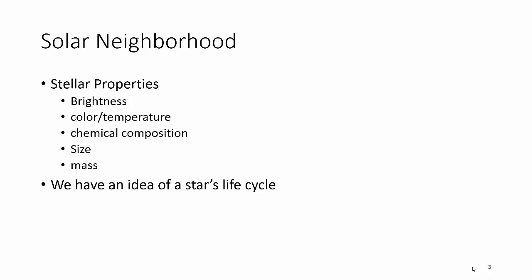But just like everything else, we want to be able to group them into categories. So how do we do this? When we look at a star, we look at the brightness and its color. Now, its temperature and its color go hand in hand. Its chemical composition, its size, i.e. radius, and its mass. And we think we have an idea of the life cycle that a star goes through from birth all the way to death.